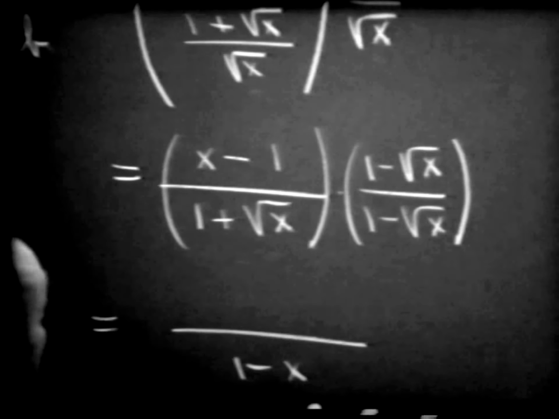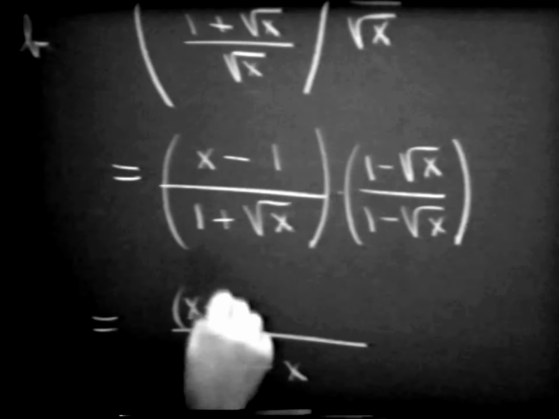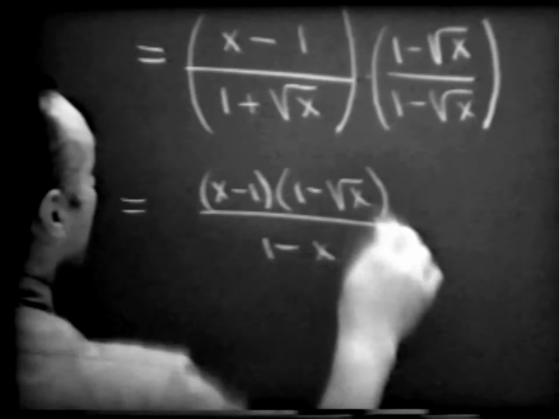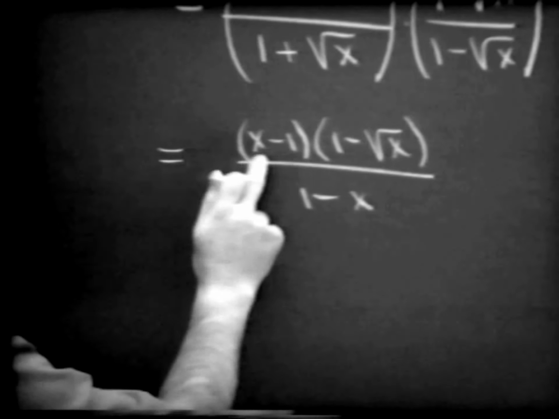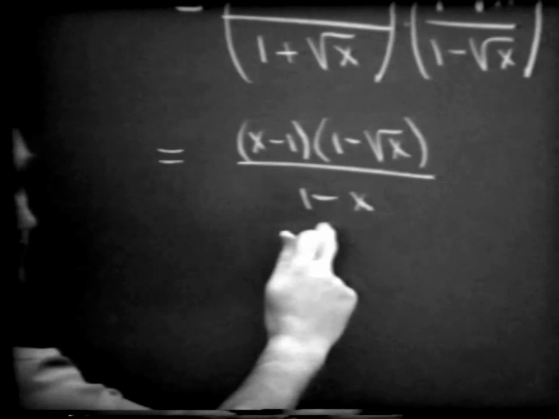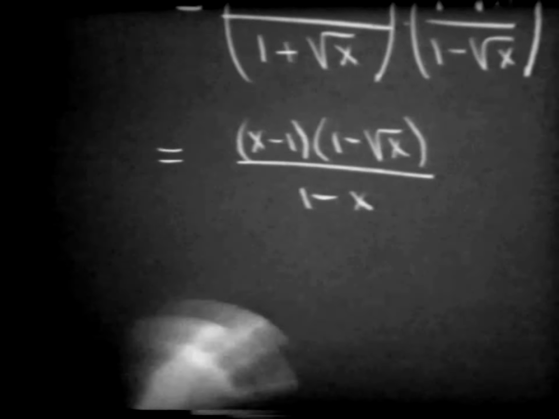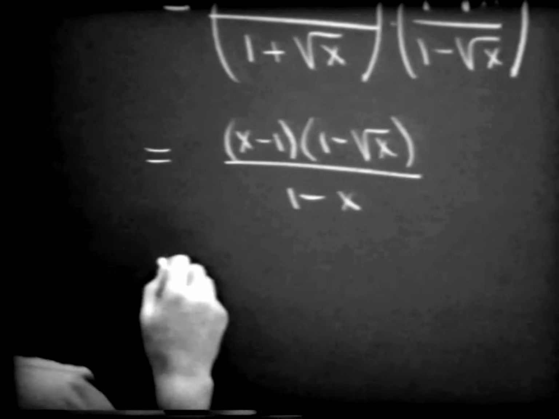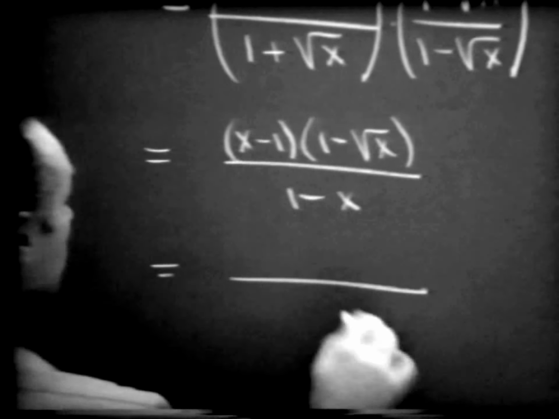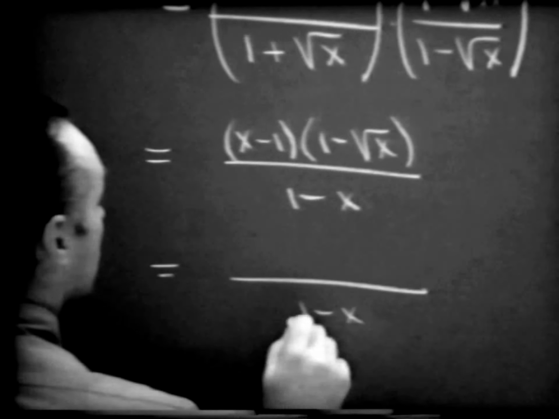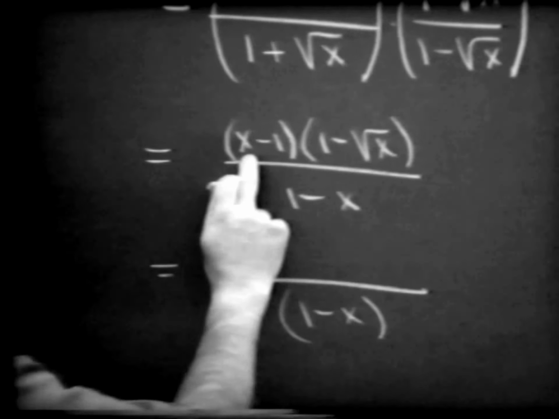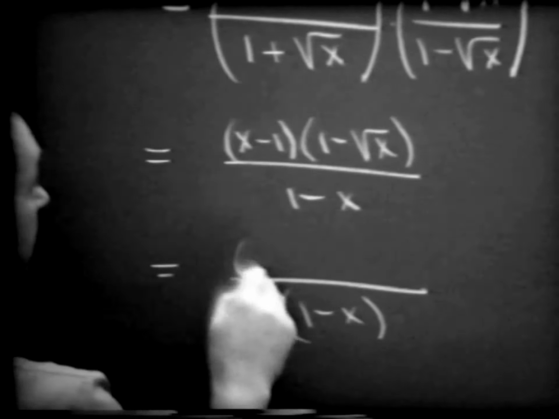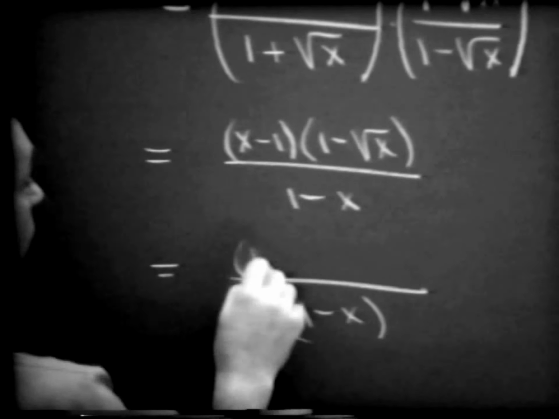1 minus x. Now notice in the numerator we have an x minus 1 times 1 minus the square root of x. Now, notice here we have an x minus 1, and in the denominator it's a 1 minus x. And what holds true about those two names? They are, Brenda? Opposite. They are opposites. So therefore, let's leave that one in there in that denominator. Let's take the opposite of this factor of x minus 1, which would read 1 minus x.